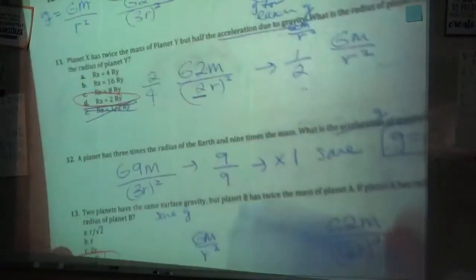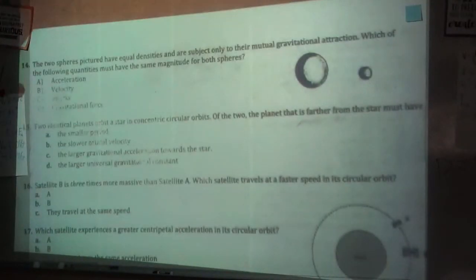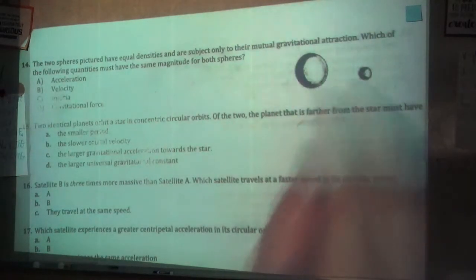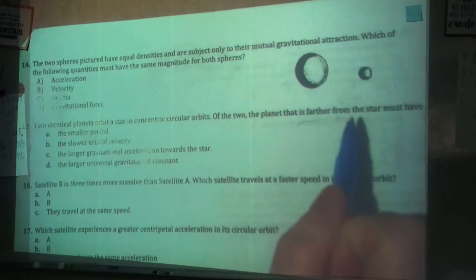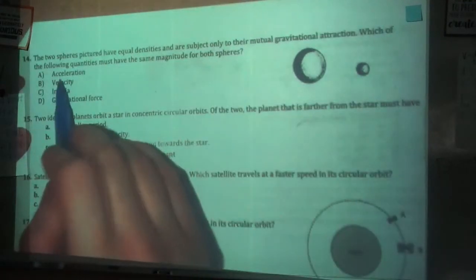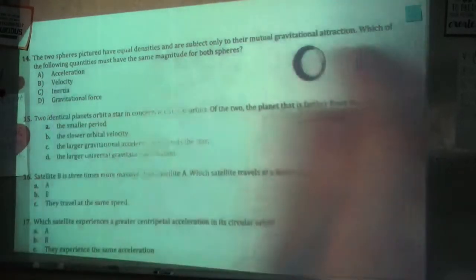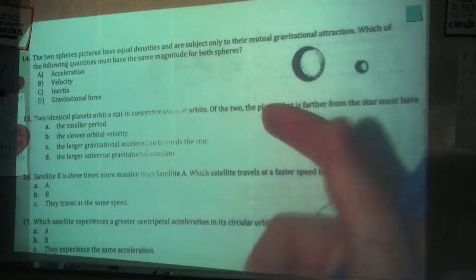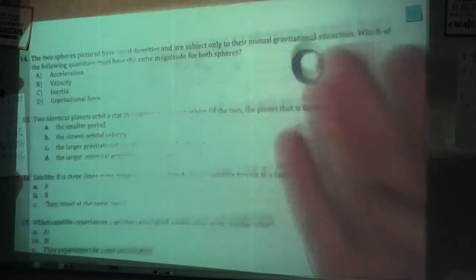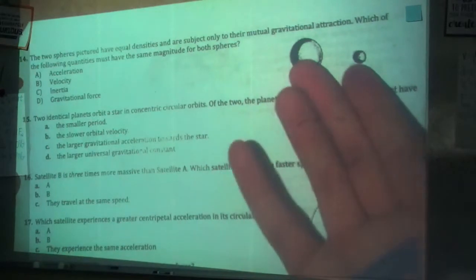The 2 spheres have equal density and are subject only to their mutual gravitational attraction, so they are going to feel a force of gravity towards one another. Which of the following quantities must have the same magnitude for both spheres? They would not have the same acceleration, because the smaller mass would have a much greater acceleration than the bigger mass. Velocity, I don't know anything about whether they're moving or not, so I don't know anything about their velocities.